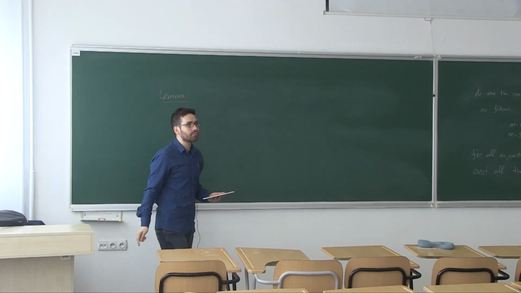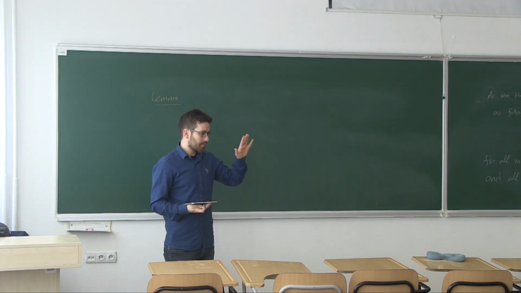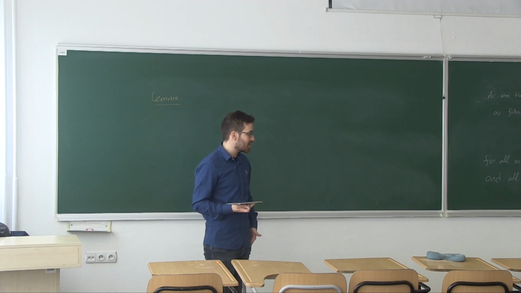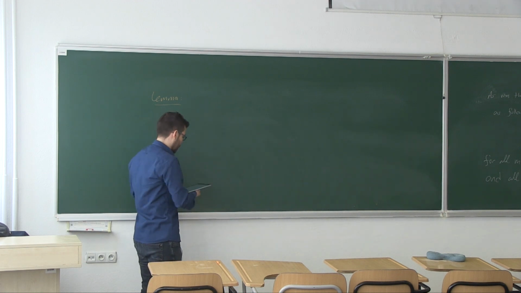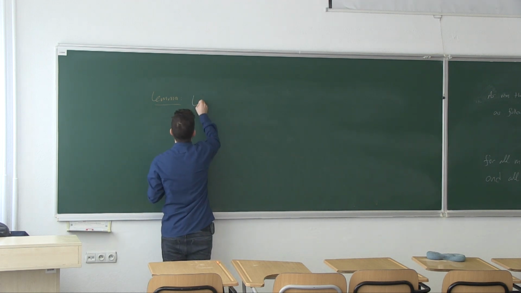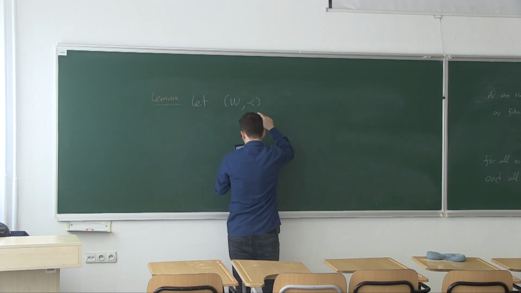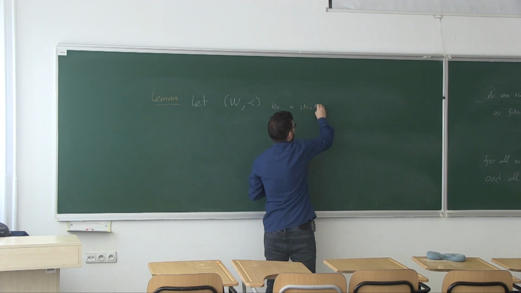Now, that's a good definition, but when you deal with well-ordered sets in real life, you'll realize that that's not the characterization you always want to use. There are other characterizations. This is one of them, which is very useful, okay? So let omega with strictly less than be a strictly well-ordered set, okay?